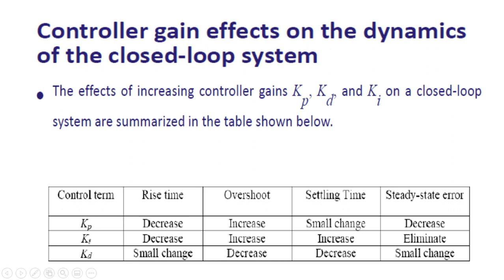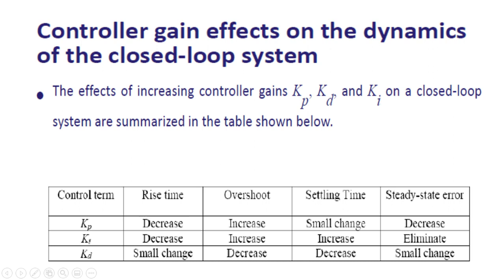Similarly for settling time, when you increase KP there is very little change in the settling time, but when you increase KI, your settling time also increases. But when you increase the KD gain, the settling time decreases. Similarly for steady state error, you can decrease the steady state error by increasing the gain, but you can eliminate it when you introduce the integral term.